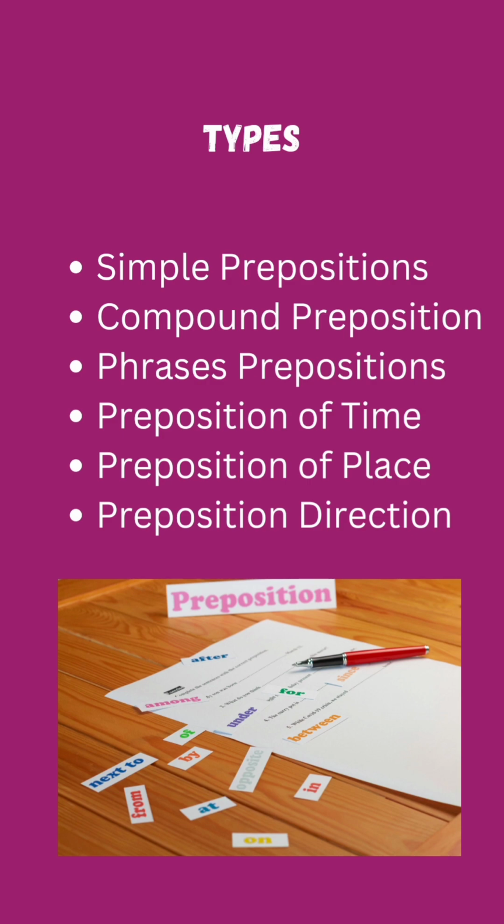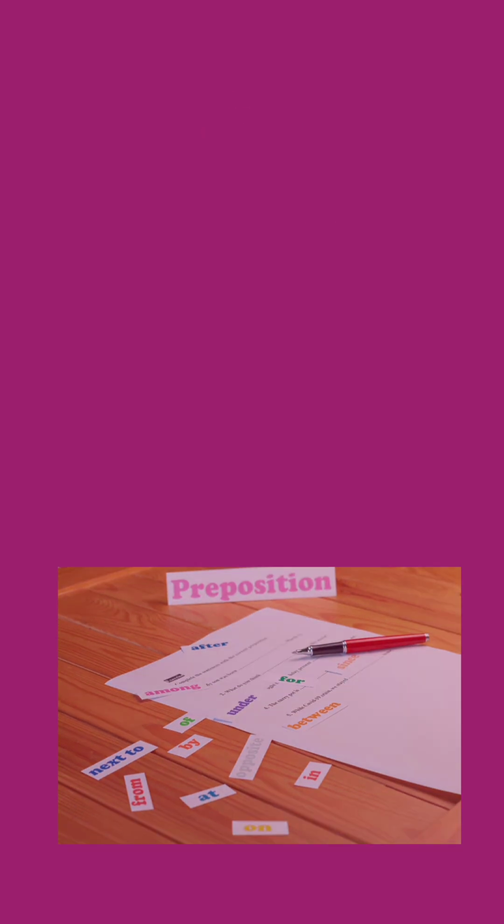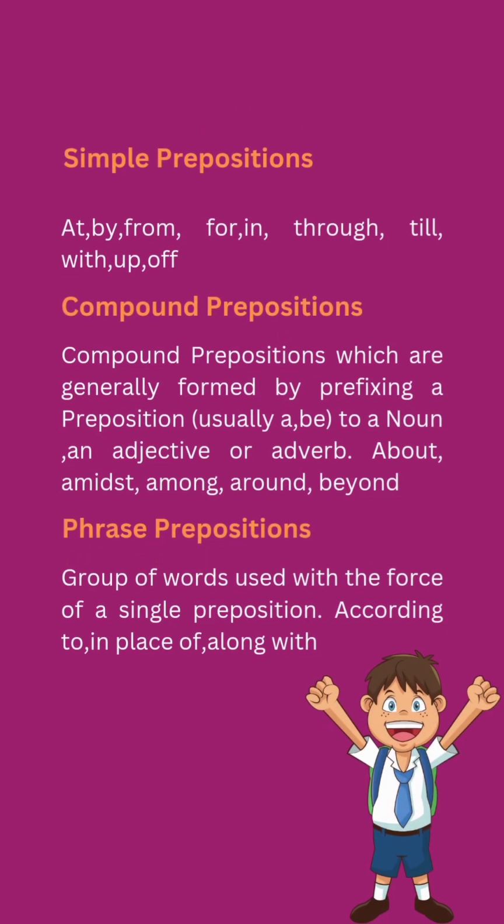Simple prepositions are one-word prepositions like for, in, through, till. Compound prepositions are generally formed by prefixing a preposition, usually a or b, to a noun, an adjective, or adverb. For example, about, beyond, around.